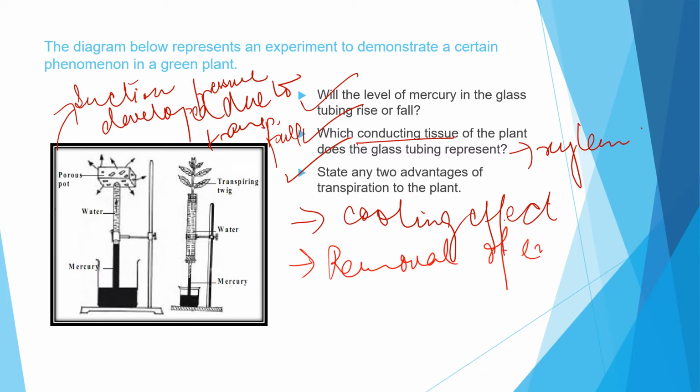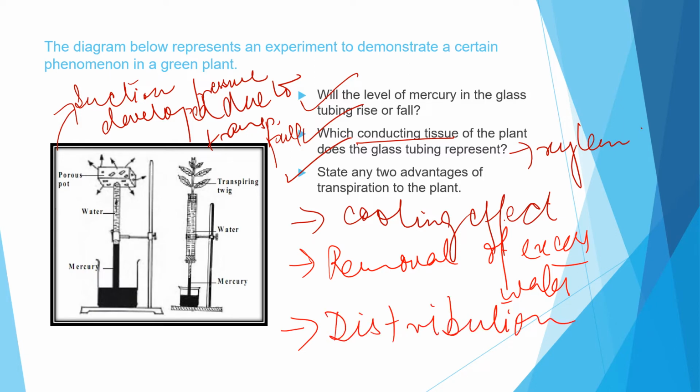It is also helping in removal of excess water, as well as we can say that it is also helping in the distribution of minerals. Okay, there are many uses of transpiration, so we can say that it is also helping in the distribution of mineral salts. Okay, so this is all in this part. So let us move on to the next slide. Let us see what is there.